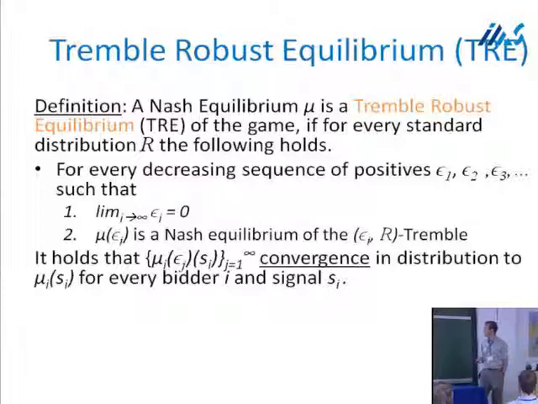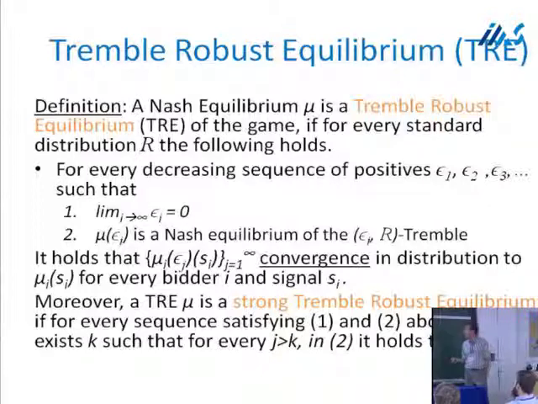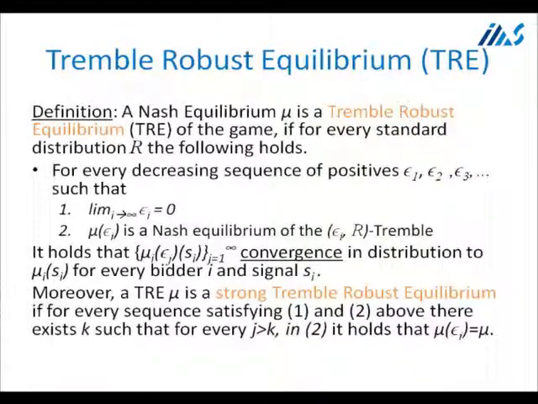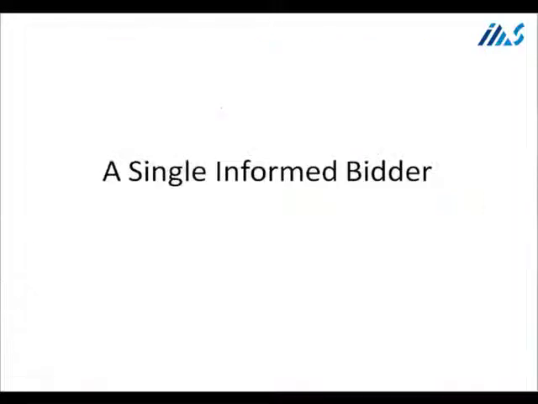We want the mixed strategies that he plays to converge to the mixed strategies that he should play according to mu. And we also define this stronger notion of strong Tremble robust equilibrium in which basically you can think of it as this equilibrium does not depend on epsilon. At some point they play strategies that don't depend on epsilon, and that was exactly the case when we have only one informed bidder. They were bidding independent of epsilon.